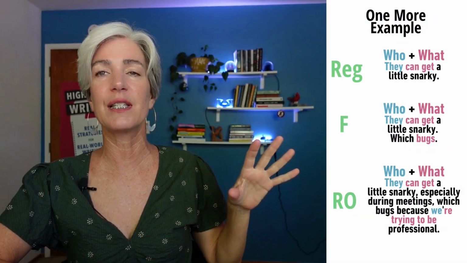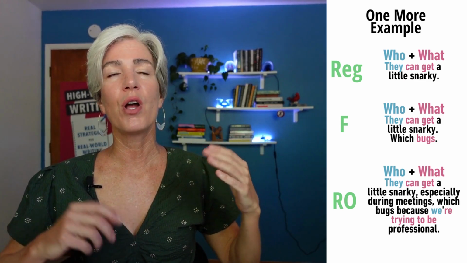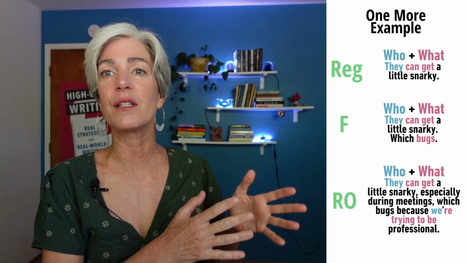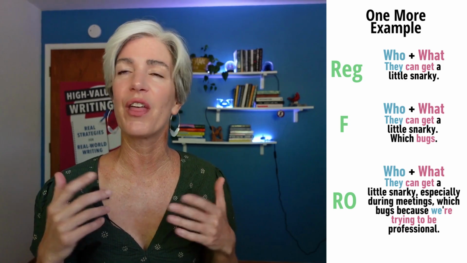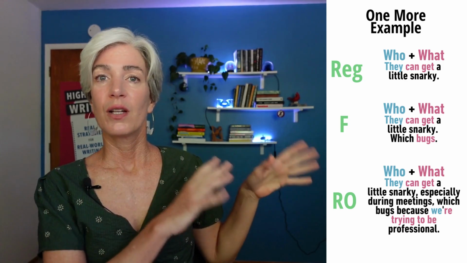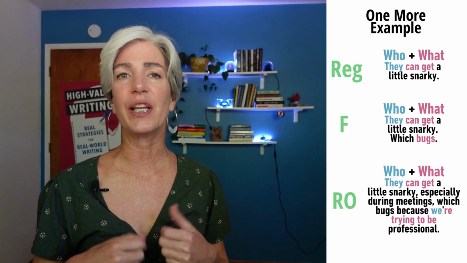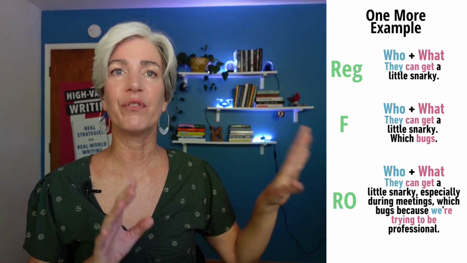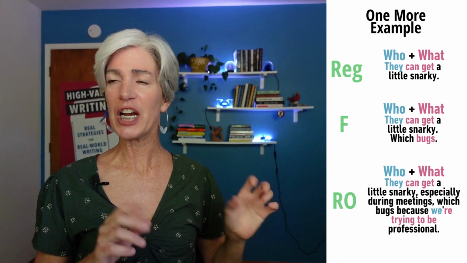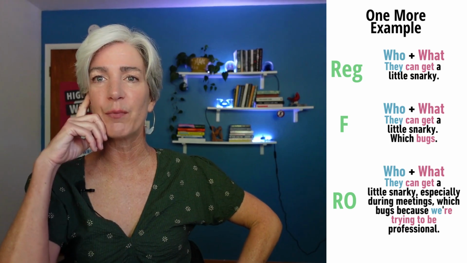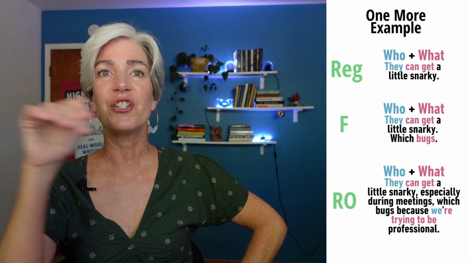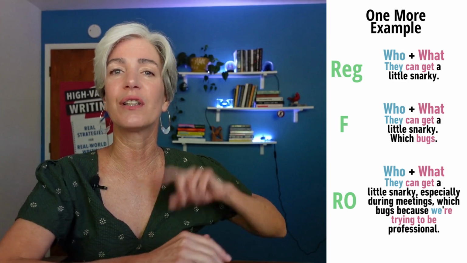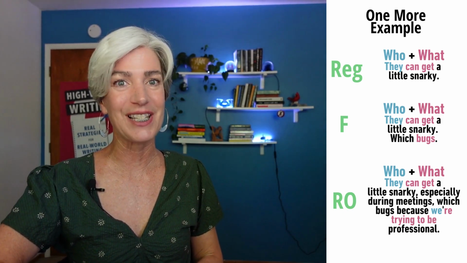I'm taking a new sentence here just so you can see, now that you know the who, what situation, you can see what's happening here with the color coding. Regular sentence, oh yeah, these people I was talking with, they can get a little snarky. Now I'm going to add a fragment. They can get a little snarky. Which bugs? They're bugging. That's a verb. We don't have a subject. We've got a fragment. They can get a little snarky, especially during meetings, which bugs because we're trying to be professional. A lot to say at once. You can see we had at least two who, what pairs without dividing them, as we should. Let's look at what we need to do instead and wrap this up.